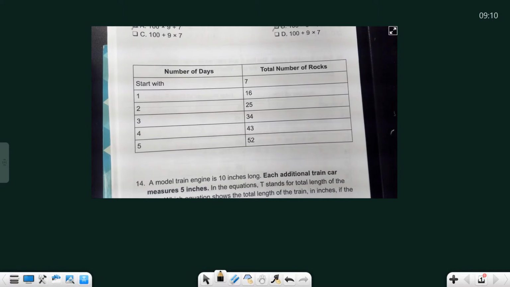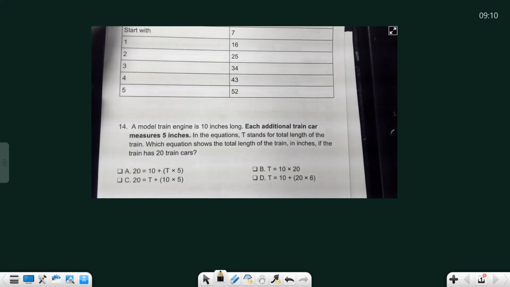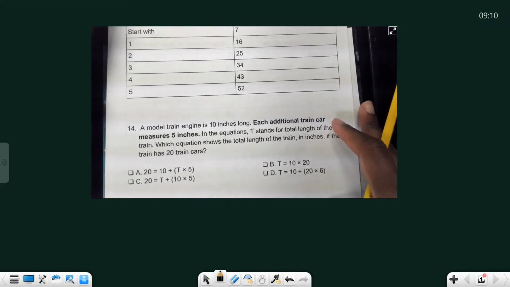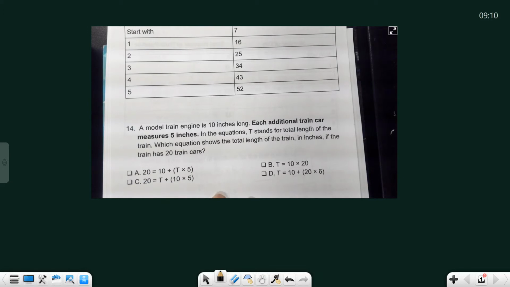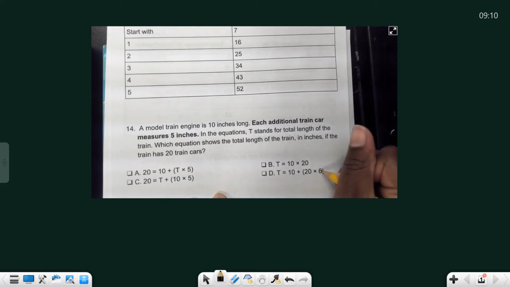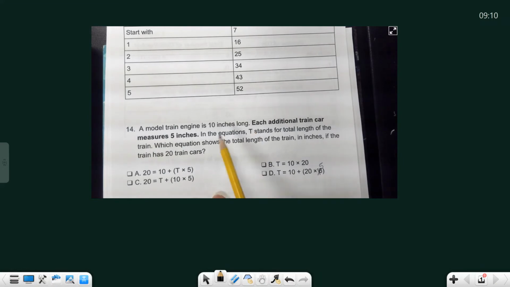A model train engine is 10 inches long. Each additional train car measures 5 inches. Now, here's the typo here. I found the typo in this review packet. This right here should be a 5. Okay? So, if you notice, I changed it to 5. In this equation, T stands for the total length of the train, which equation shows the total length of the train in inches if the train has 20 train cars.